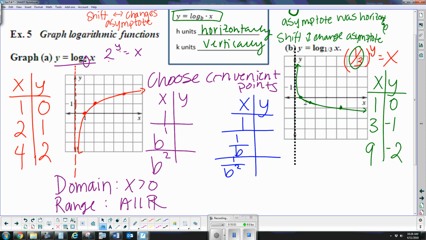Same is true with the second graph. Our domain is restricted by our asymptote. So our domain is x is greater than 0, and our range is all real numbers. So as our graph shifts horizontally to the left or the right, that's when our domain is going to change. Our range, since it's already all real numbers, is not going to change by a vertical shift.